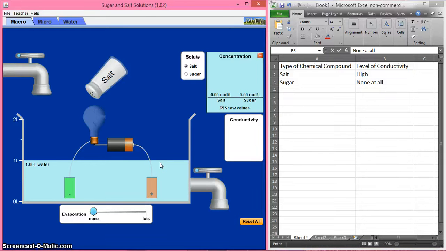Another investigation that could be conducted could be to keep the amount of water the same as well as a type of chemical compound that conducts electricity, and change the amount of compound added to the water. For example, you may choose to add salt and start with 0.20 molecules per litre and record the conductivity level, increasing the salt by 0.20 molecules per litre each time to make a more concentrated solution, like so.